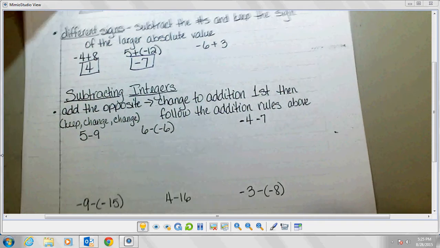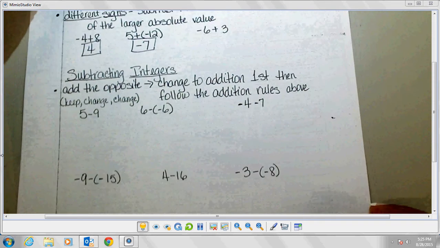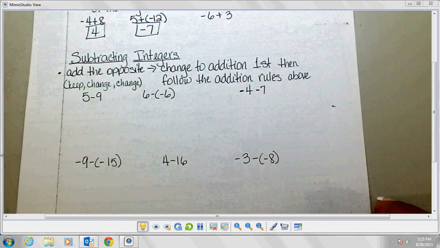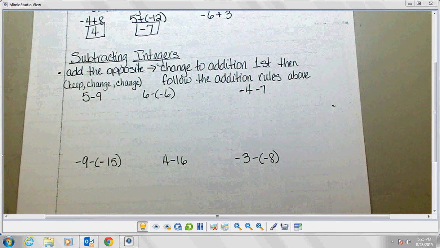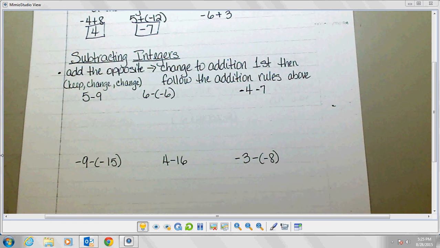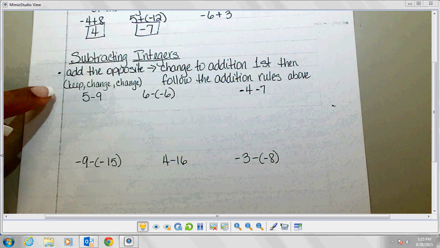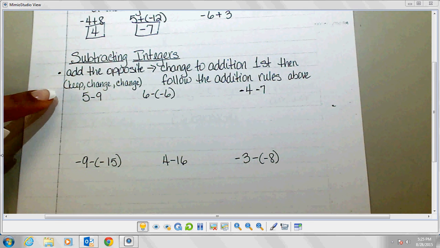Okay, next we're going to do subtracting integers. The rule for subtracting integers says to add the opposite. That means we're going to change to addition first. Once we change to addition, then we can follow our addition rules above. Okay, and we're going to use a little process called keep, change, change, which is add the opposite. Please don't go to 8th grade saying keep, change, change.